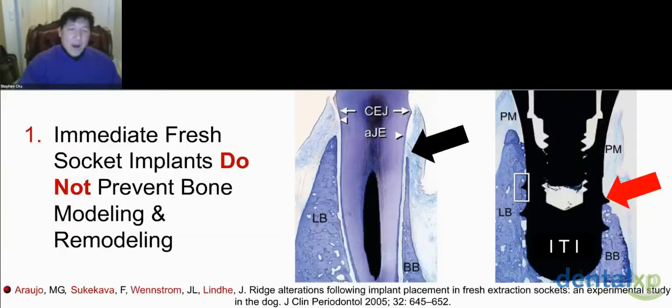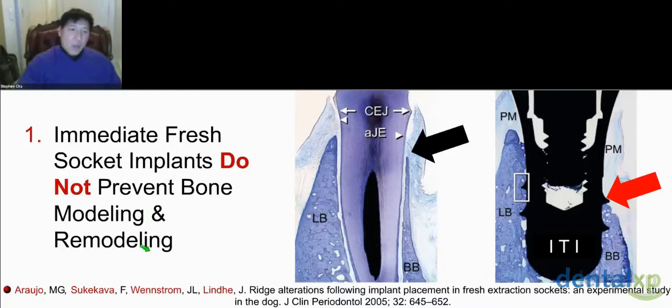Now, we know for a fact that there are some issues associated with the buccal plate. In fact, if you place an immediate implant into a fresh extraction socket, that implant does not prevent the buccal plate from remodeling and modeling or collapsing.